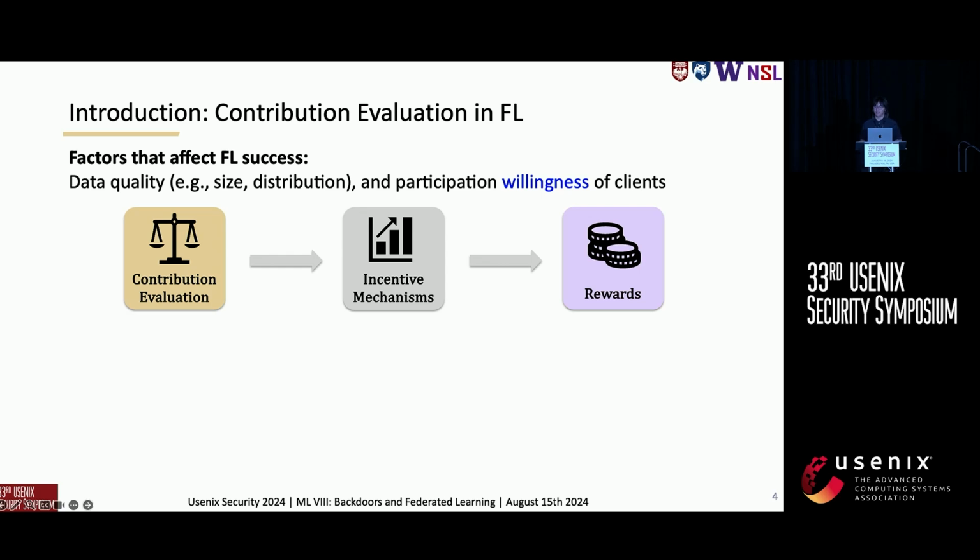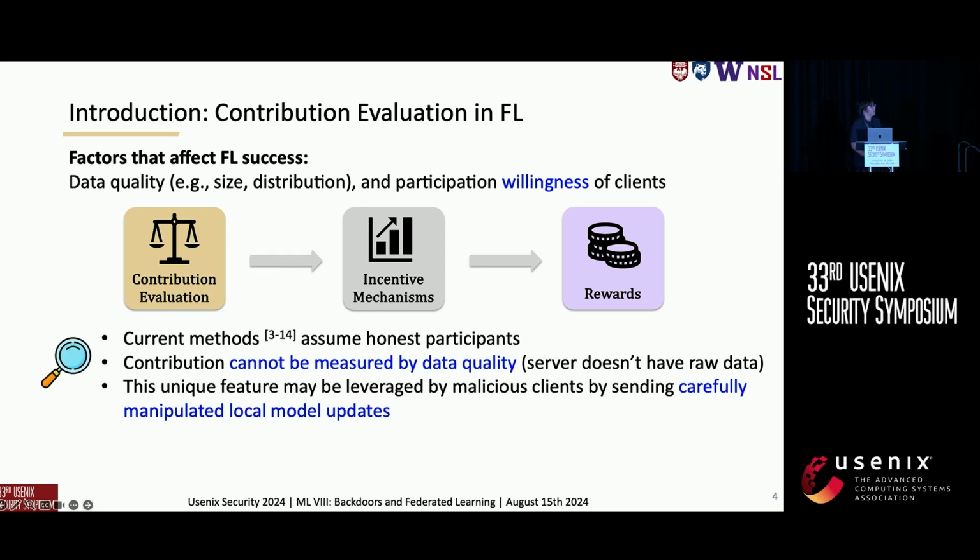So the existing studies usually focus primarily on the development of new metrics or algorithms to measure the contributions. But we are security researchers, so the security of contribution evaluation in federated learning is actually not well explored. Here we have a key observation about contribution evaluation methods. That is, the server doesn't have raw data because of the federated learning nature. So the contribution cannot be measured directly using data quality. So usually these contribution evaluation methods will use the local model update to measure the contribution. This unique feature may be leveraged by a malicious client by sending some carefully manipulated local model updates.